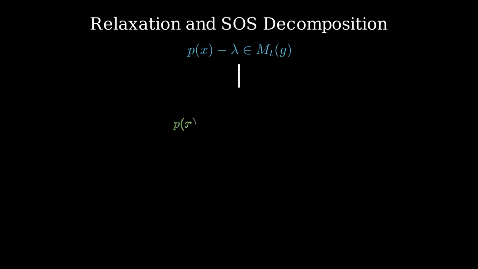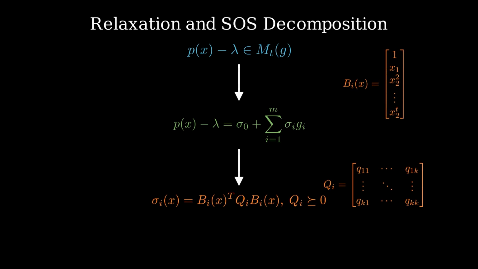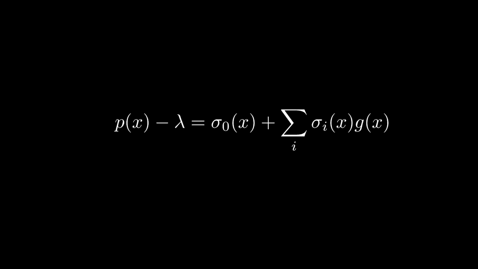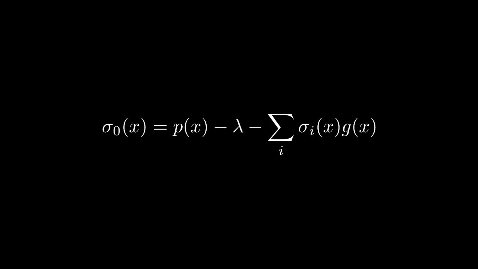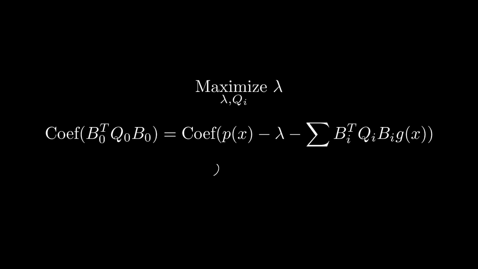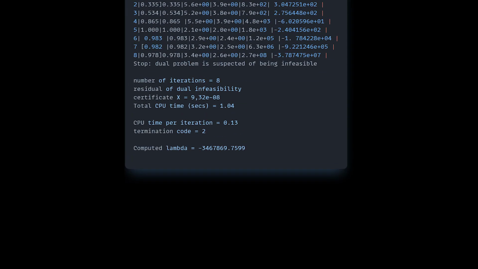And using the quadratic form we saw earlier, we can decompose the sigma i's into products of monomial vectors and positive semi-definite matrices. By cleverly rewriting the formulas using what we know, like the quadratic forms of the sigmas, we arrive at a version of the problem that is solvable using a conventional SDP solver. Computing the first relaxation for this problem by restricting the degree of sigma 0 to 4 and the sigma i's to 2 gives us a certain lower bound for lambda.